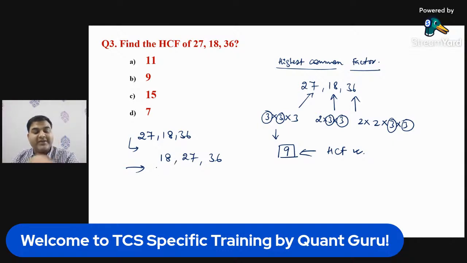How to write 18? 9 into 2 can be written as 18. Okay, one way. What else? I'm trying to find the factors. Instead of writing 3 into 3 into 2, what I'm writing is 9 into 2. These are the factors, writing the highest possible factor first.